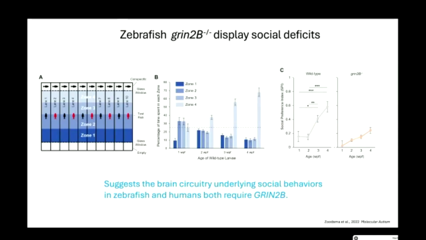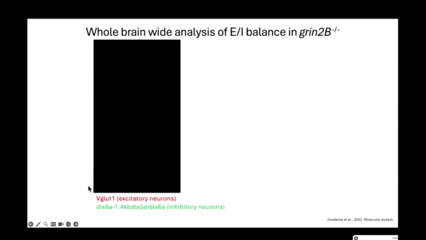But some of the underlying brain circuitry that drives social behaviors in humans is regulated by GRIN2B, and the same is true in fish. But we can also use a fish to dig deeper. So now we took those same fish, and one of the things people have mentioned at the meeting is to talk about the balance of inhibitory and excitatory signaling. And so we've looked at that in these 2B knockout fish.